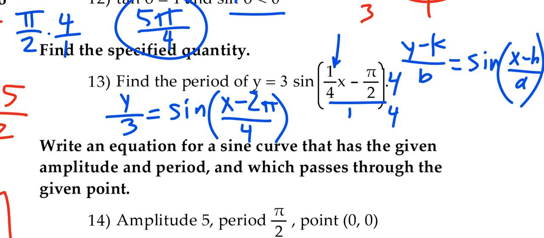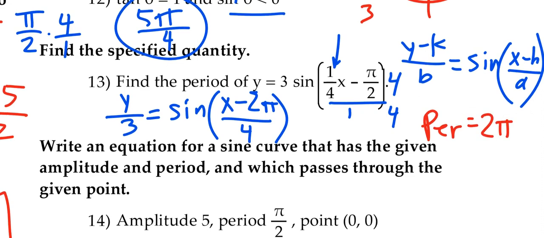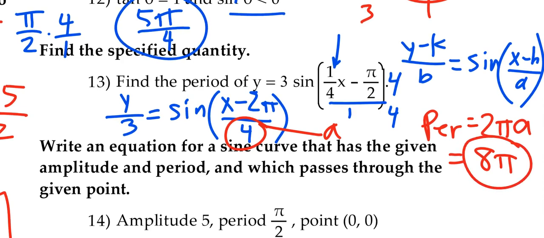Okay, find the period. What's the original period of a sine wave? 2 pi. In order to figure out what the new one is, we have to multiply times the horizontal stretch or shrink. What is the horizontal stretch or shrink? It is 4, right? Your a value is 4 in this case. So what is the period? 8 pi. We definitely stretched it.